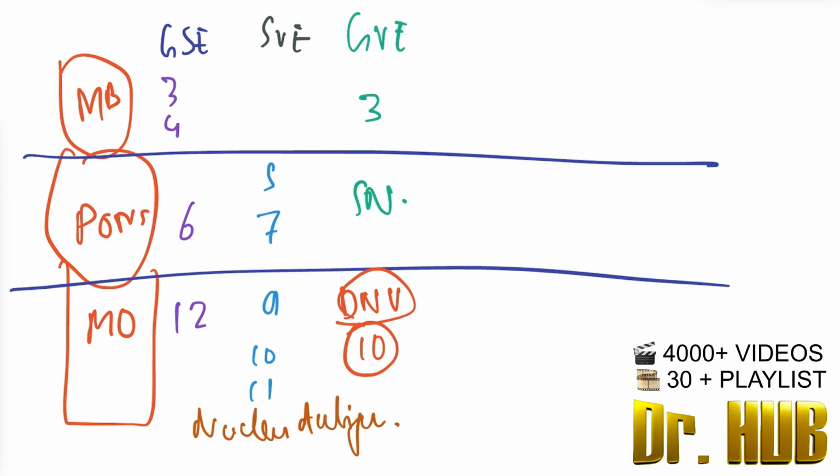Then moving on to the GVA as well as the SVA. Under GVA and SVA, the medulla oblongata has the presence of 7, 9 and 10. So for 7, 9, 10, there is the nucleus of tractus solitarius.